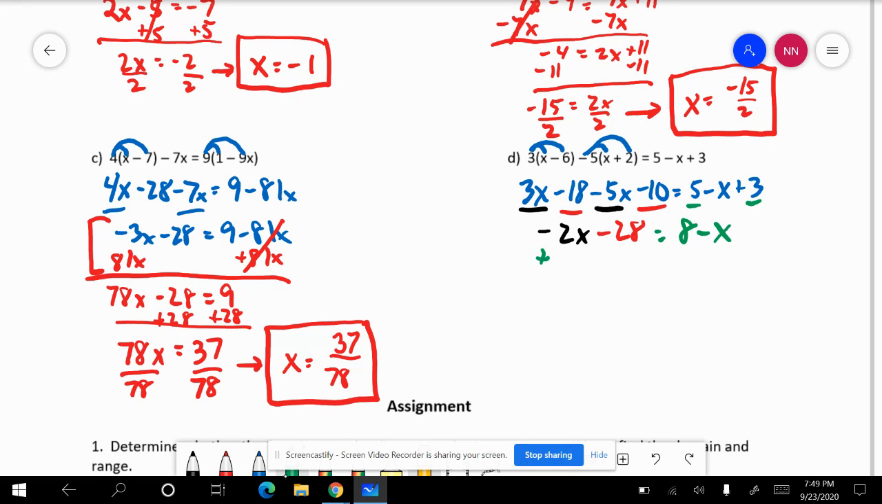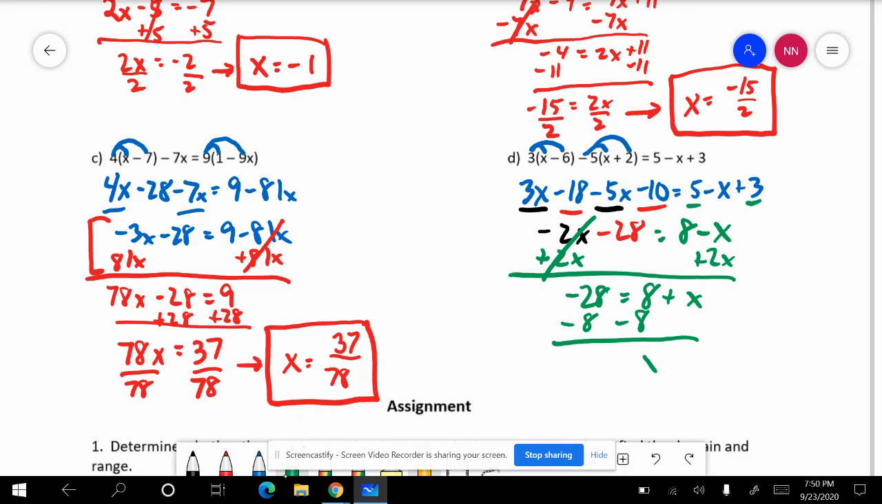I'm going to add 2x on both sides. I just like my x to be positive. The x's cancel. I get negative 28 equals 8 plus x. I'm going to subtract the 8, and I get x is equal to negative 36.